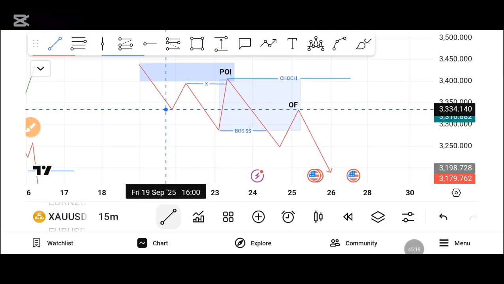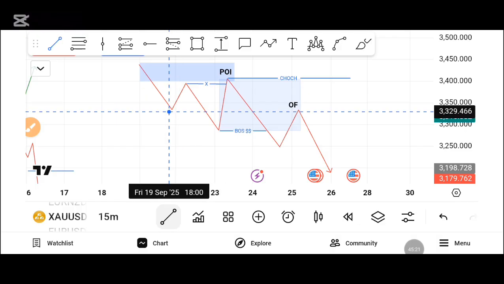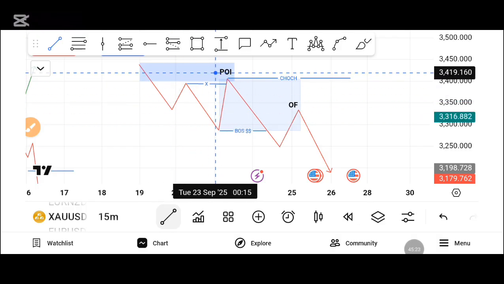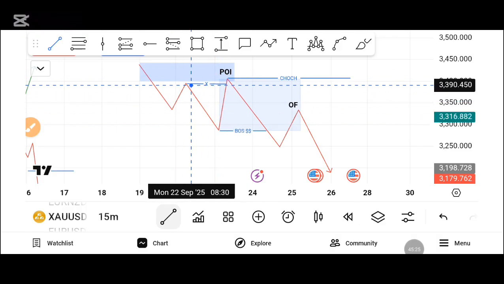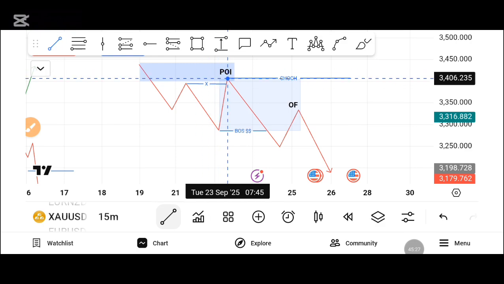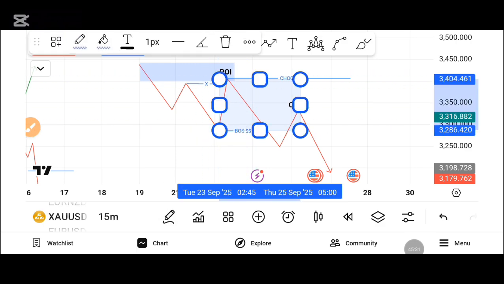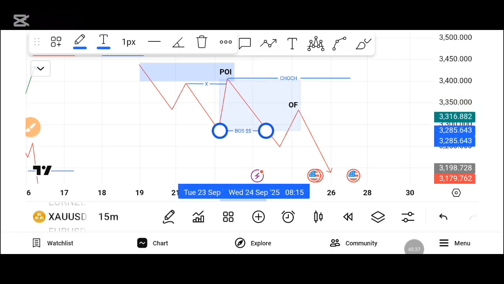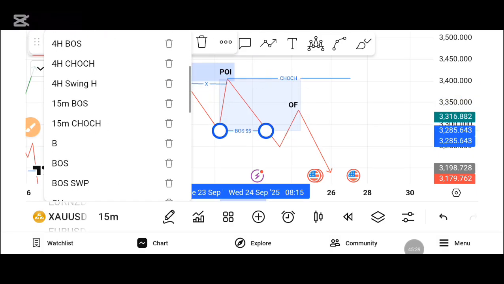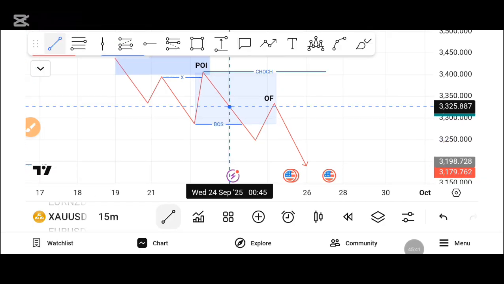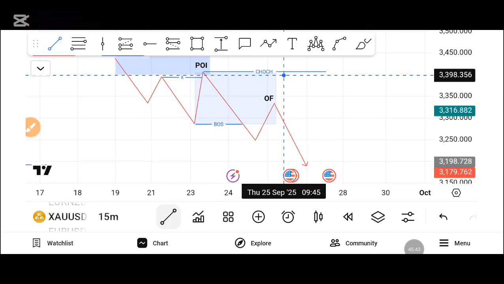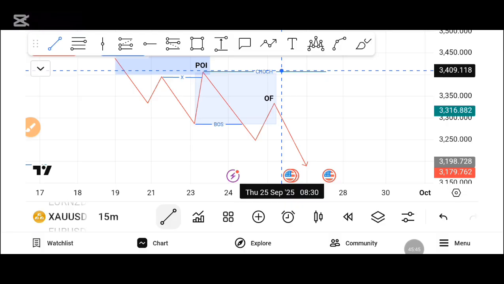Price gave us a higher high, lower low, lower high, lower low, then came back and took out this low. This has now become our inducement and gives us a valid break of structure. This now becomes our CHoCH.